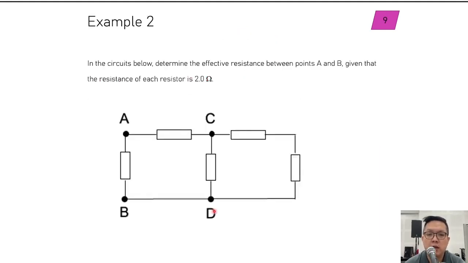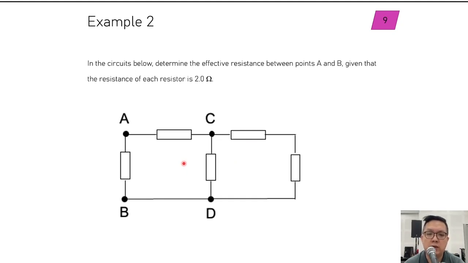Alright? Okay, example 2. This one is quite interesting. We have this setup here. Determine the effective resistance between A and B, given that the resistance of each resistor is 2.0 ohms. So each of them is 2.0 ohms. So the key here is, how do you start this question?